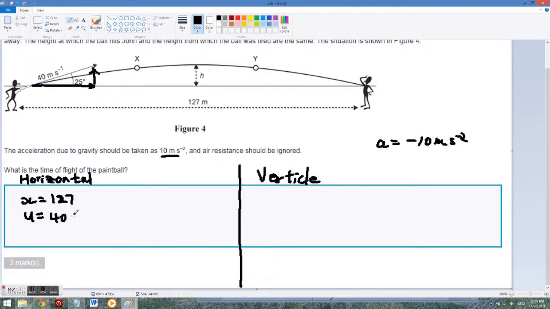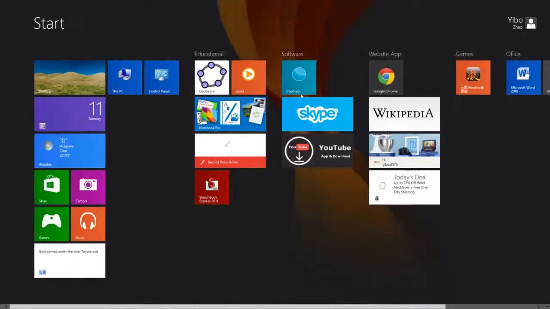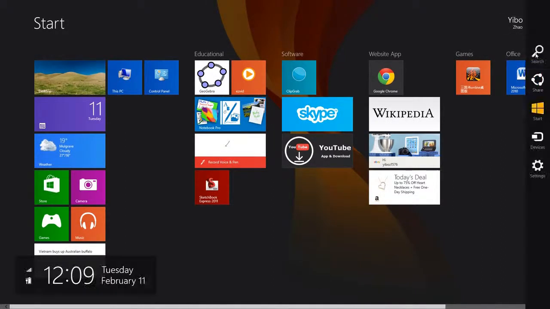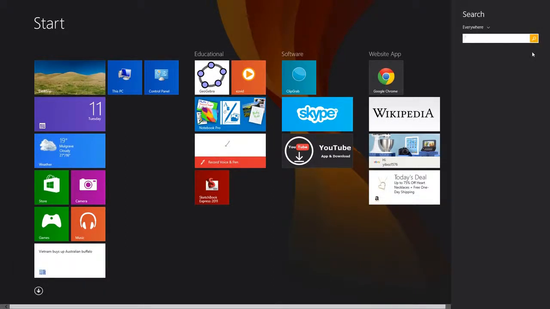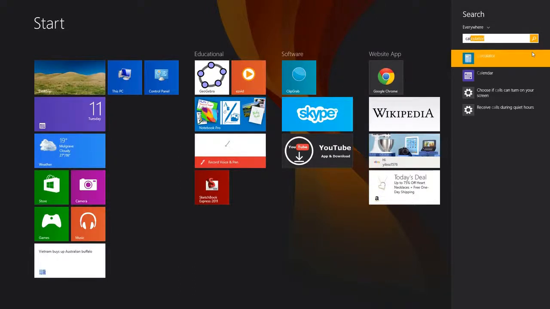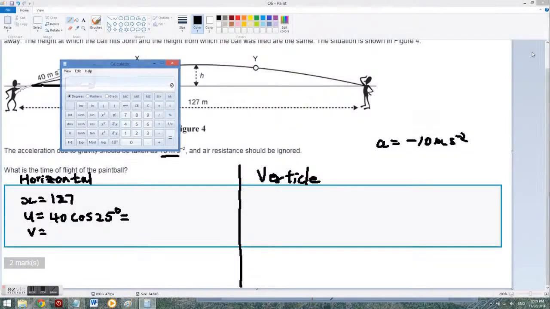The initial velocity u, just remember, we break this velocity down into the horizontal component, which will be 40 cosine 25 degrees. That's u. Then the final velocity should be the same.